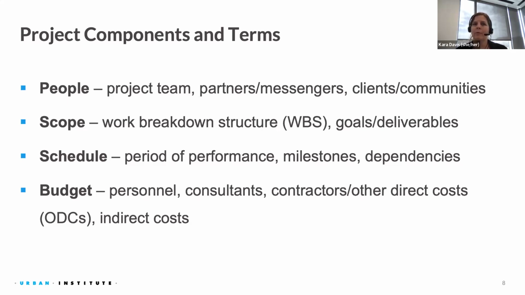Schedule, you'll hear words like period of performance, milestones, thinking about dependencies, what has to happen before something else can start. And then when we go into budget, you're thinking about your personnel costs, any consultants, contractors, things that you need to buy. Other direct costs are things like, let's say, print materials and things like that. And indirect costs would be attached to labor. You'll see that in budgets as a loaded rate. That would cover the rent of your organization or some other fringe benefits, that kind of thing.